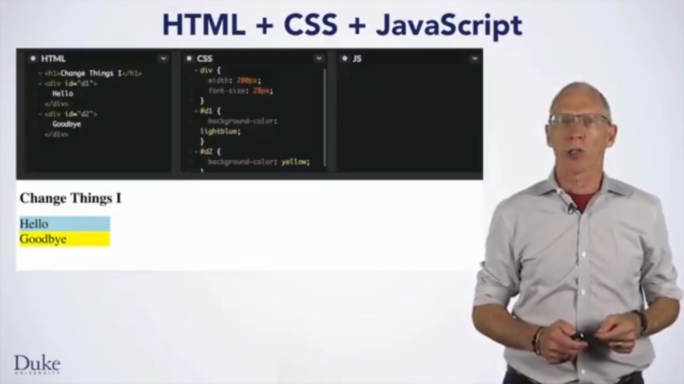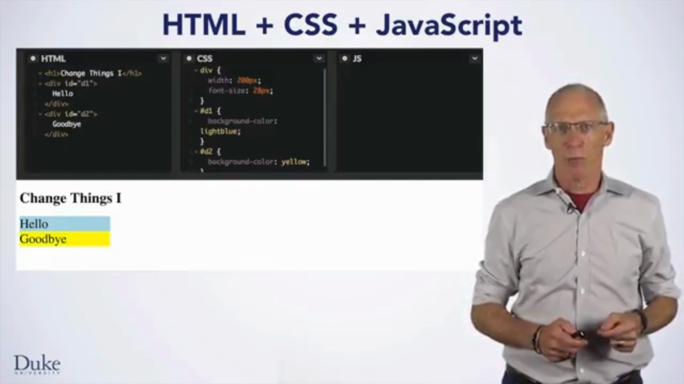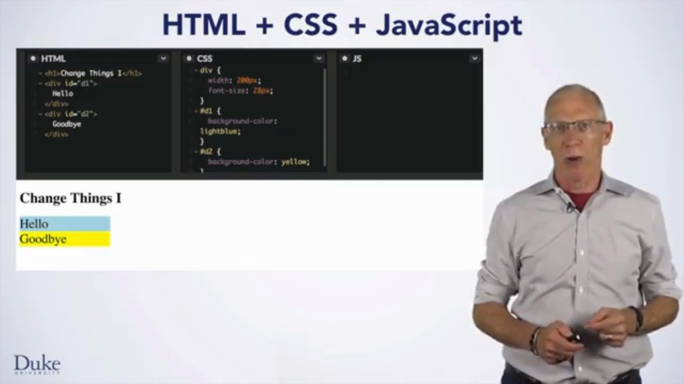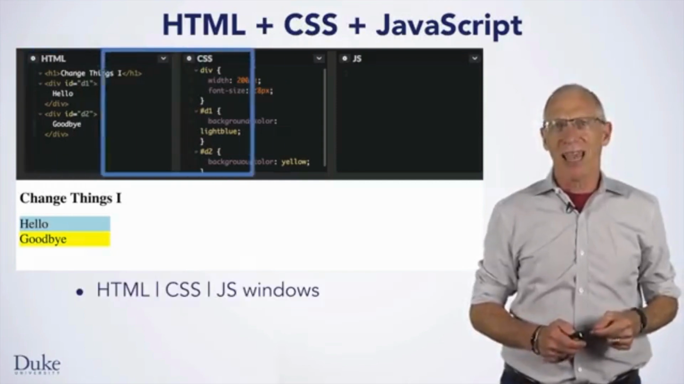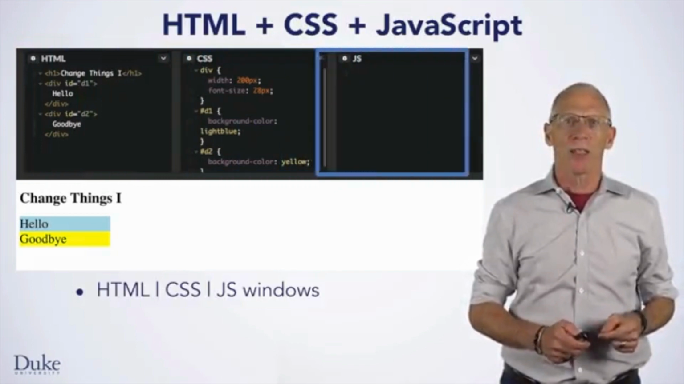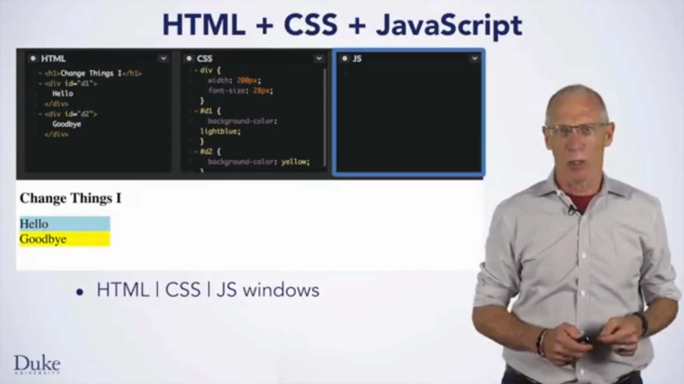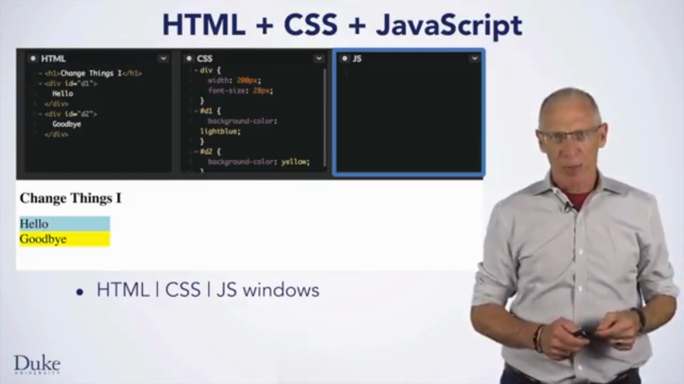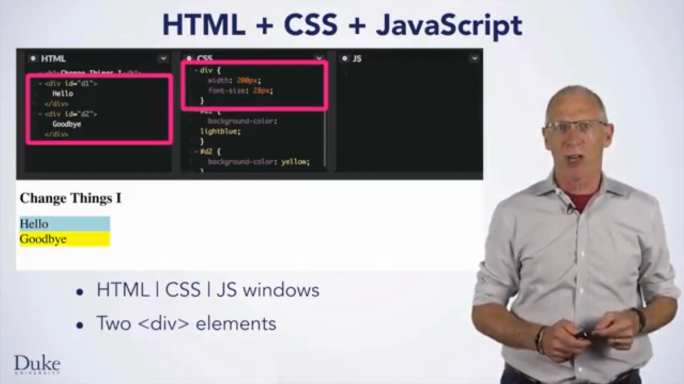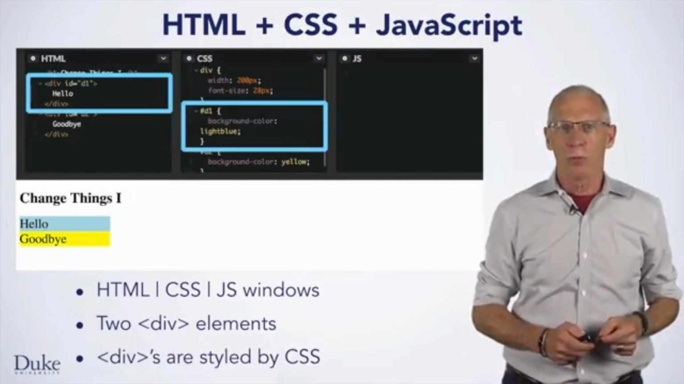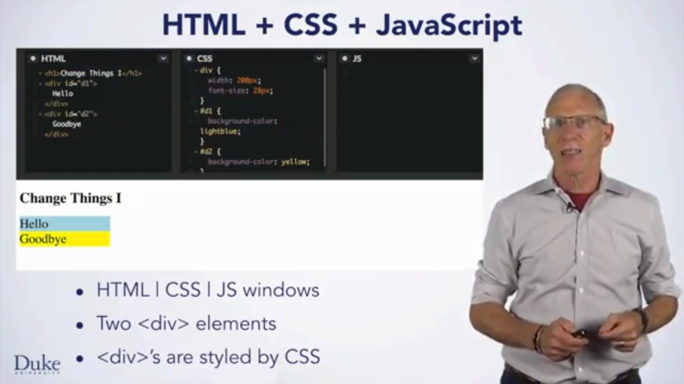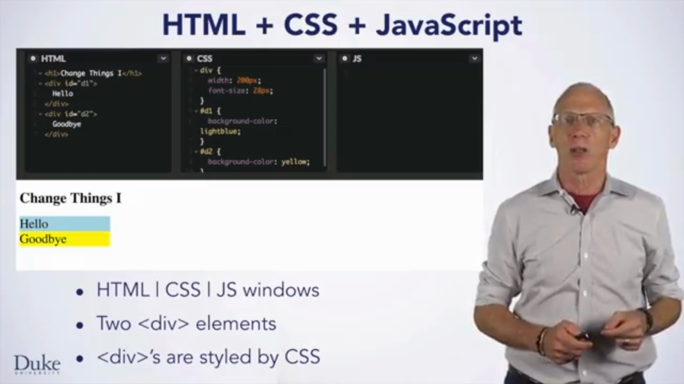Hopefully, CodePen looks familiar. HTML in the left window, CSS in the middle window, and JavaScript that's currently blank on the right. There are 2 divs in the HTML window, with width and font size specified in the CSS window. The div with ID D1 is specified by CSS to have a background color of light blue, and the div with ID D2 is specified to have a background color of yellow. This is the simple web page we'll begin to make interactive.